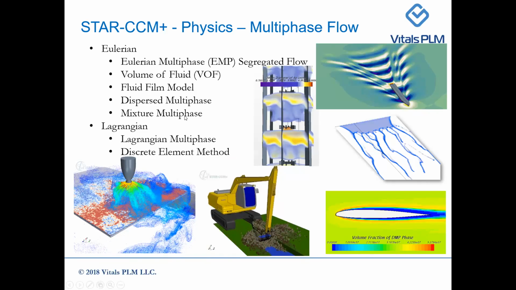Mixture multi-phase is used for similar applications to EMP, and phases are assumed to be miscible here. For the Lagrangian, here we use discrete rather than continuous phases. This is suitable for dilute dispersed phases. The discrete element method is an extension of the Lagrangian framework that's suited for dilute discrete phases where particle shapes and collisions are important.